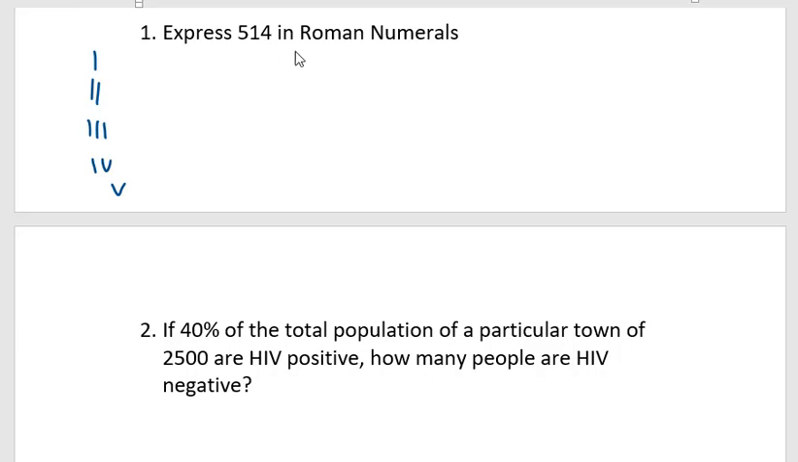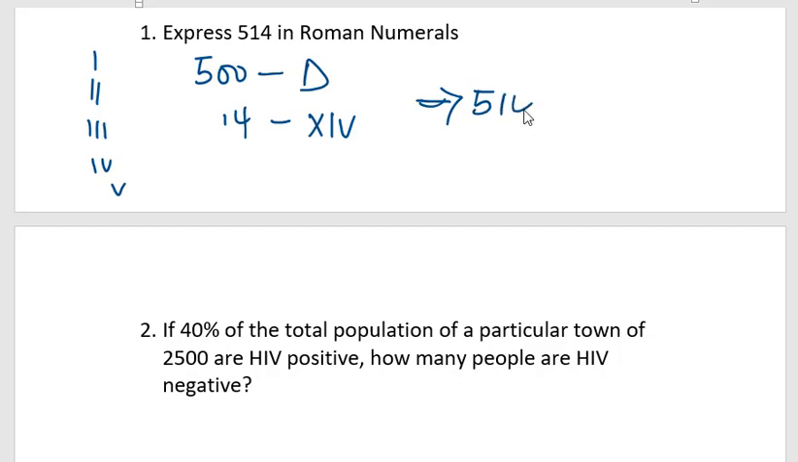Now we'll have 514, right? So we need 500. So we'll have some values here. We'll have 500 and we'll have 14. Okay, 500 is D. 10 is X, IV is 4. So that is 14. So in total, in general, we can see that 514 is DXIV in Roman numerals, and that's it.